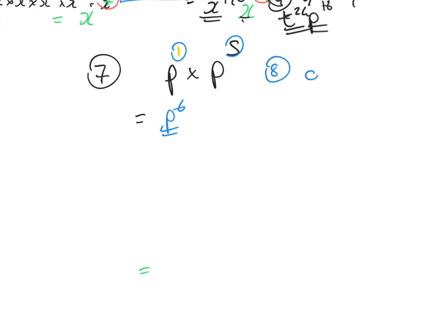Example 8. g times g to the 4 times g squared. Okay, the power's there even though you can't see it, and it's 1. So 1 plus 4 plus 2, g to the 7.